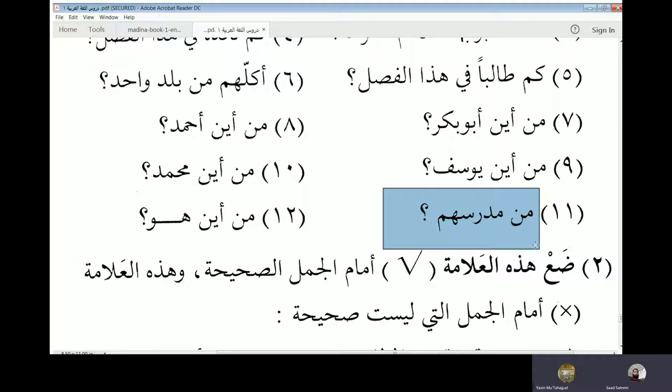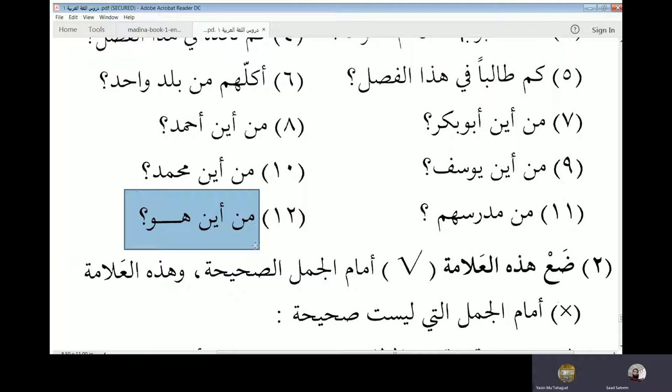Man mudarisuhu? Who is their teacher? I can't say man. Can I say ismuhu? Ismuhu Sheikh Bilal is good, but it will be better if you say Mudarrisuhum Sheikh Bilal. Their teacher is Sheikh Bilal. Min aina huwa? Where is he from?